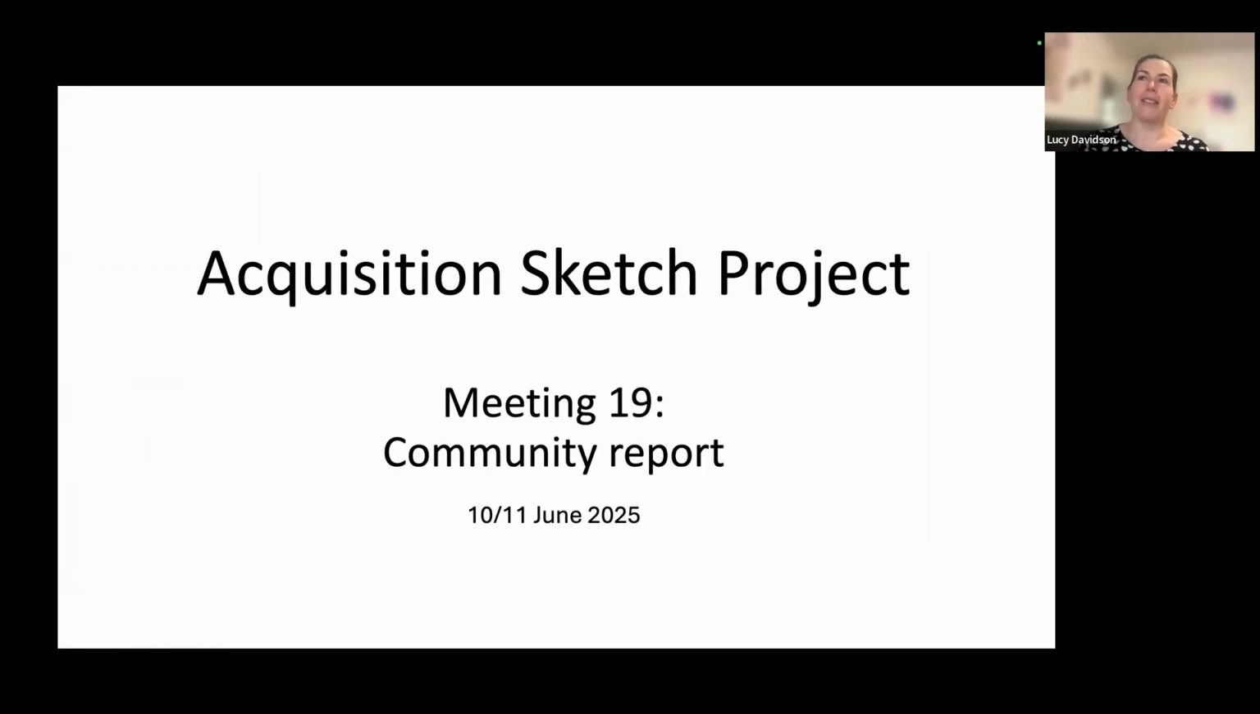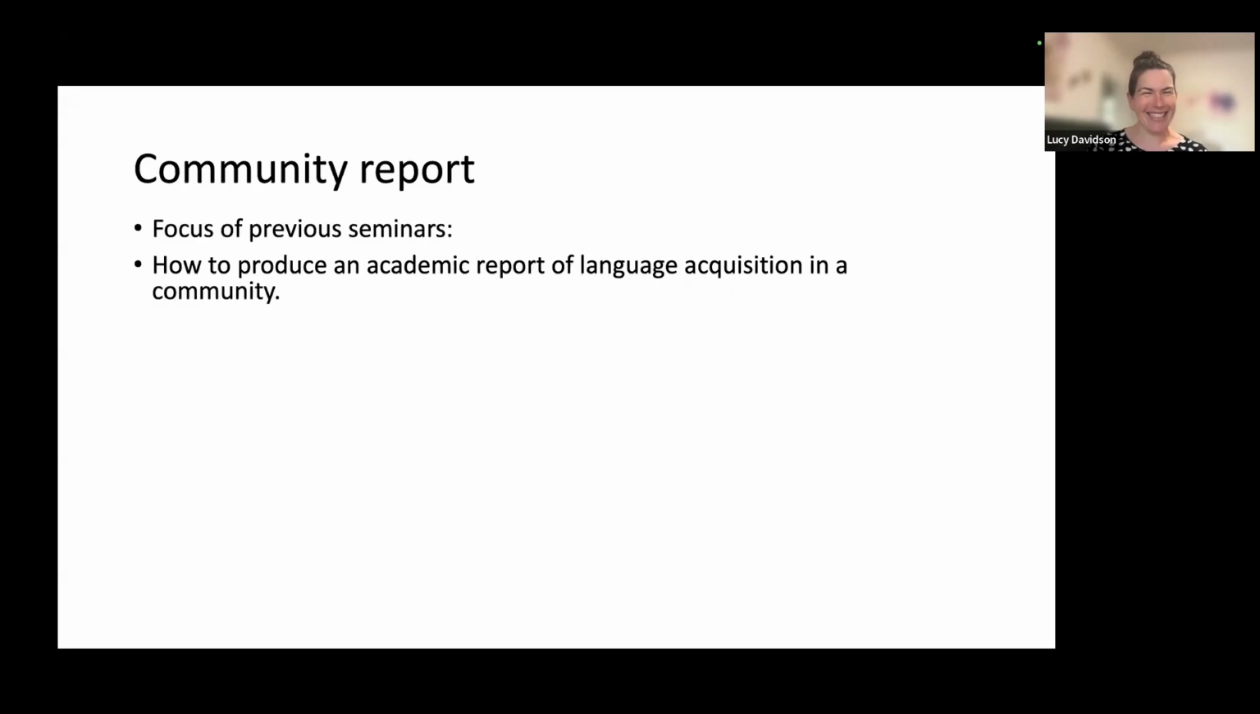This is our final workshop about the sketch manual, but we will be coming back in September and from then on talking about works in progress of people's sketches in progress, and having just a time to come and discuss. So today we're talking about community reports. Very exciting that it's the last section of the manual, I have to say.